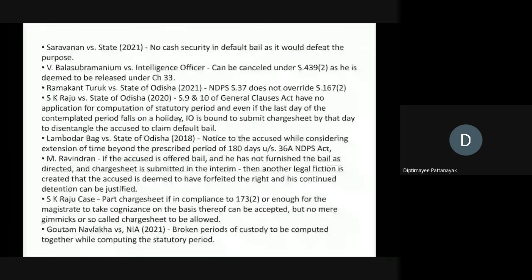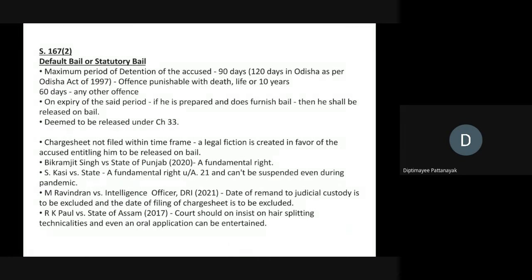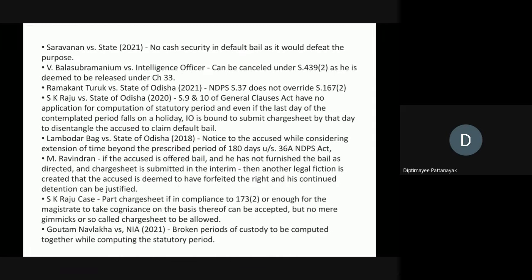Another important case we had already discussed is the M. Ravindra case, M. Ravindra versus Intelligence Officer, DRI, 2021. In that case, another important position was made clear: what happens if the accused is actually offered bail and has not furnished the bail as directed, and the charge sheet is submitted in the interim? What is the position here?